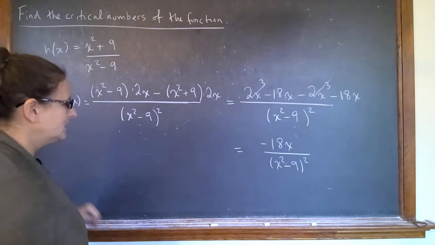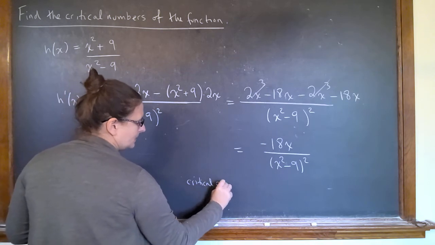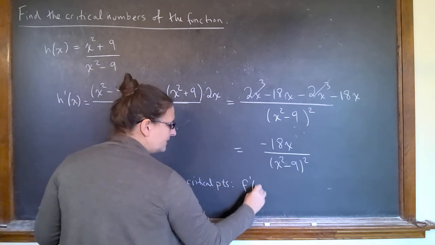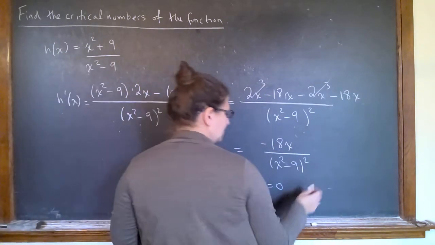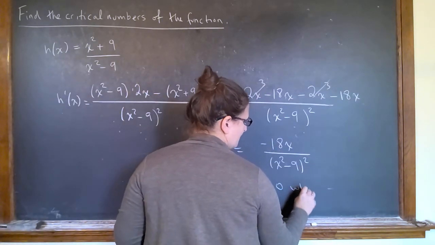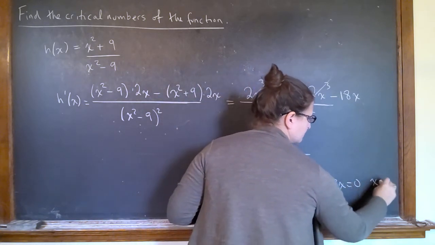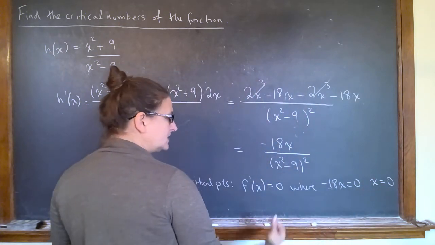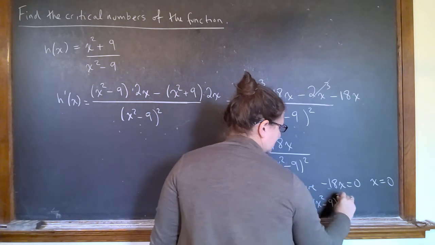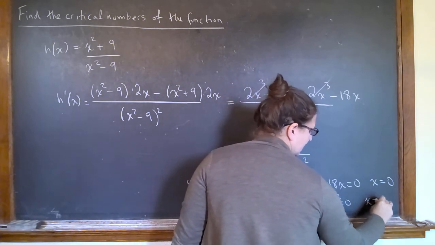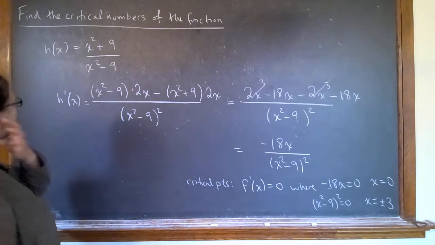Okay, so you can see my critical points. So the derivative is going to be 0, right? Where the top is equal to 0. So at 0, and then it doesn't exist where the bottom is equal to 0. So I've got my x squared minus 9 squared equals 0. So that would be plus or minus 3. So those are the 3 critical points of the function.